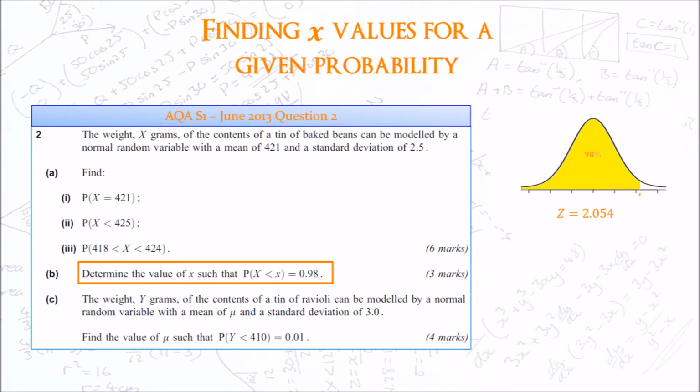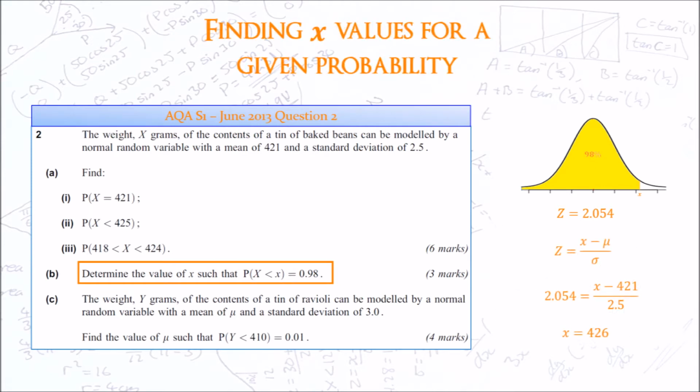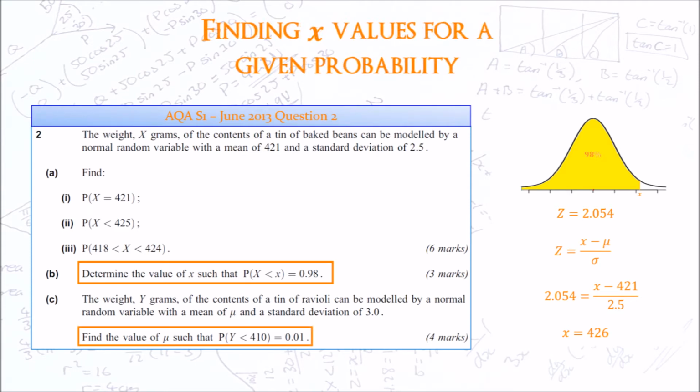Now what you do here is you use your calculator to work out the Z value that corresponds to that. Again, we're going to come onto the calculator work in a bit if you're unsure how to do this. In this question you're going to get Z is equal to 2.054. Once you have your Z value, it's a simple case of using that formula again. Z is equal to x minus mu over sigma. So we get 2.054 is equal to x minus 421, which was the given mean, over 2.5, which is the given standard deviation. And therefore we get the value of x to be 426. So that means that 98% of the data would lie at less than 426. Part C in this question, although we won't do it here, is very similar. So have a go at that if you want to.